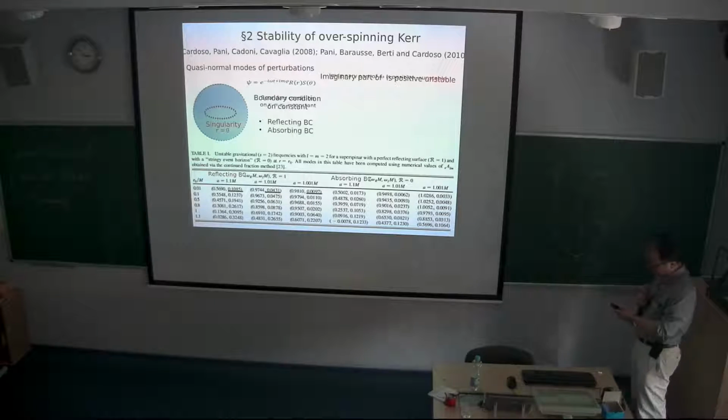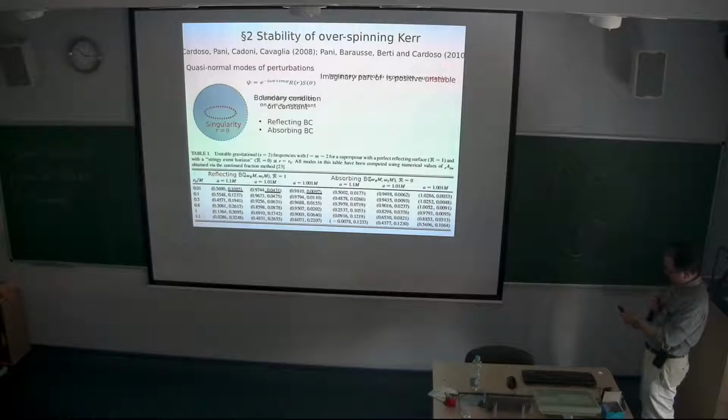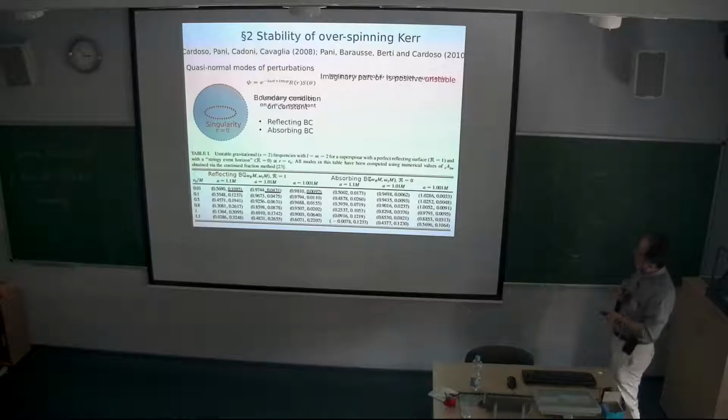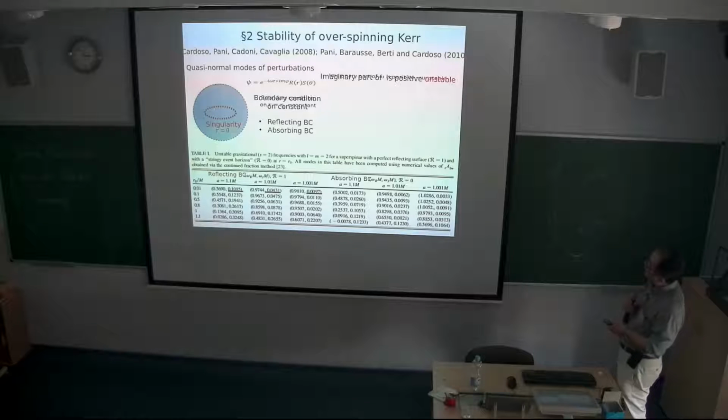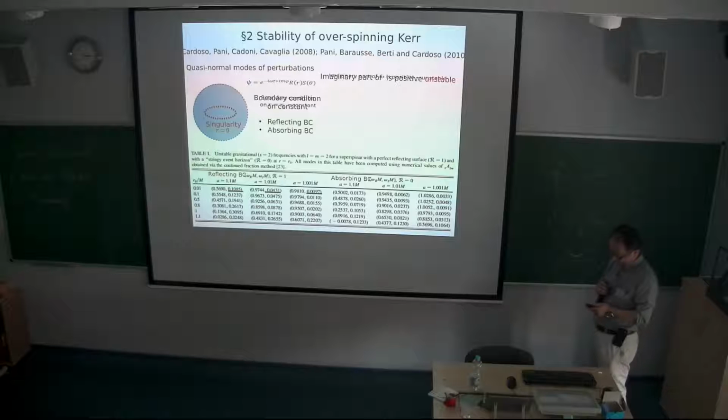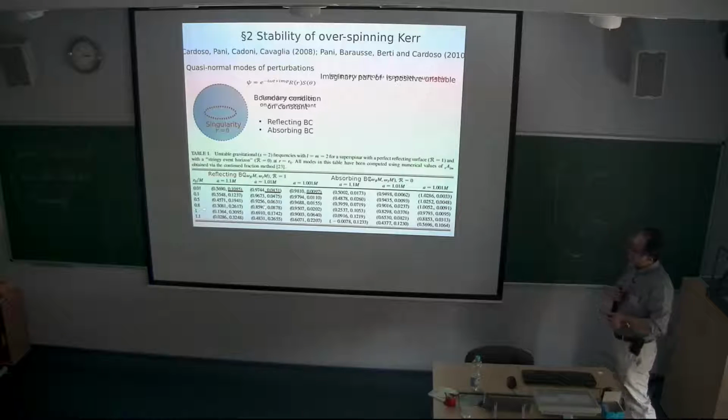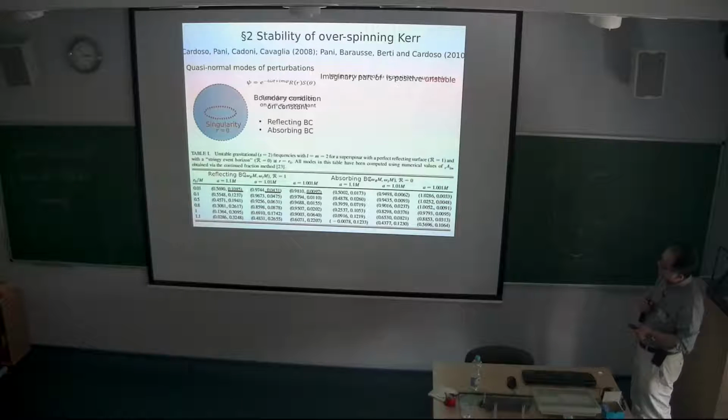Here, they solved numerically. Let me show you the table. The result, this table, is given in the second paper. The imaginary part of the angular frequency omega is positive. This means that this space-time is unstable. The red underbar. That's all.